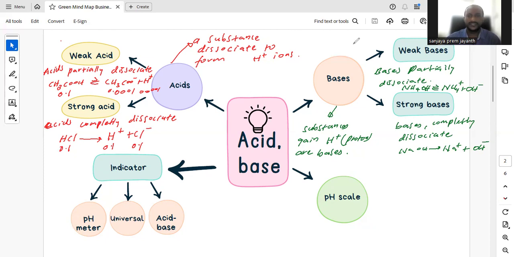And there's another term you need to know, that is alkali. What are alkalis? Alkalis are bases, but what's the difference? Water soluble bases we call alkalis. This is regarding acids and bases.